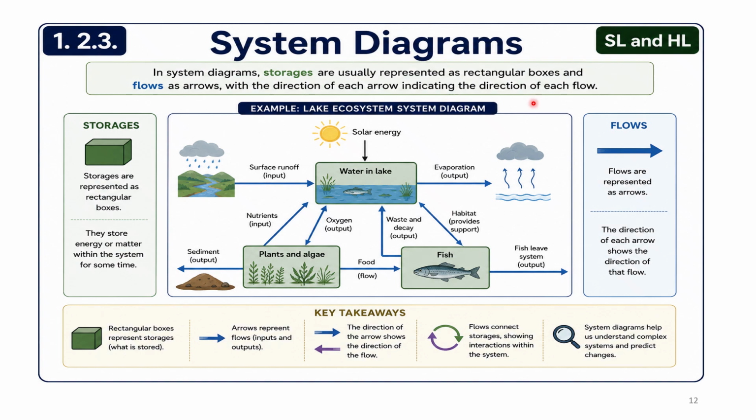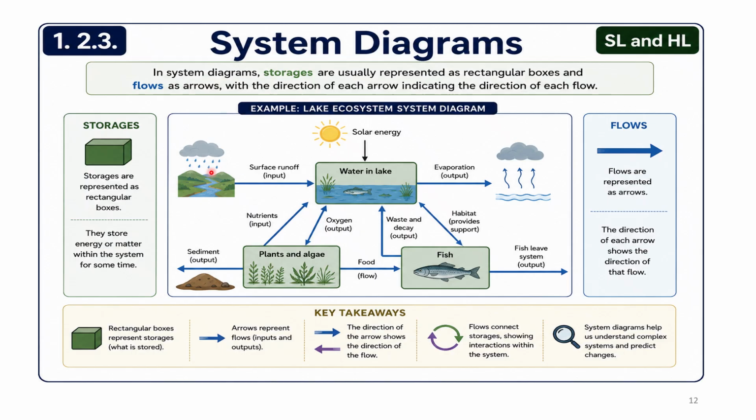System diagrams. System diagrams are visual tools used to represent the structure and functioning of a system. They help us identify storages, flows, inputs, outputs, and the relationships between different components. In a system diagram, storages are usually shown as rectangular boxes. Storages represent places where energy or matter is held for a period of time.